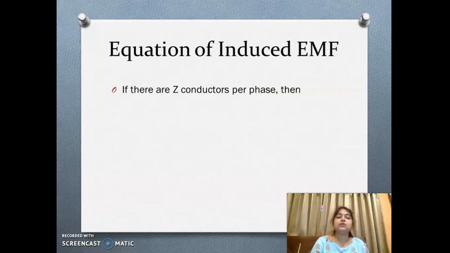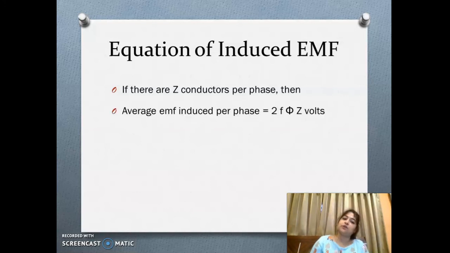So this was the EMF induced in one conductor. If there are Z conductors per phase, accordingly we need to consider the number of conductors. So the average EMF induced per phase is equal to twice F phi Z, where Z is the total number of conductors.